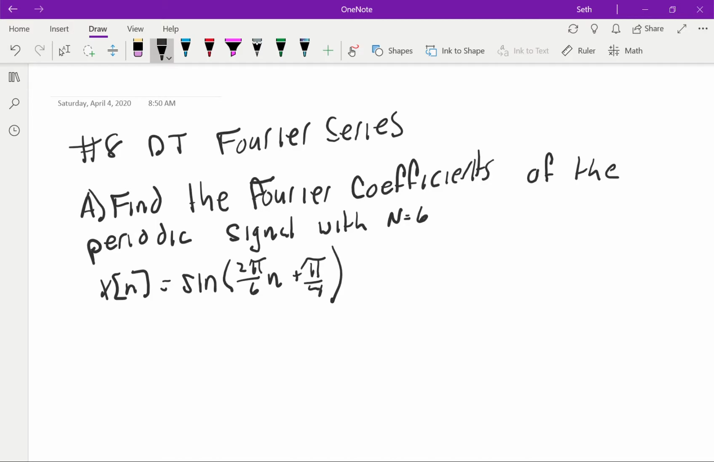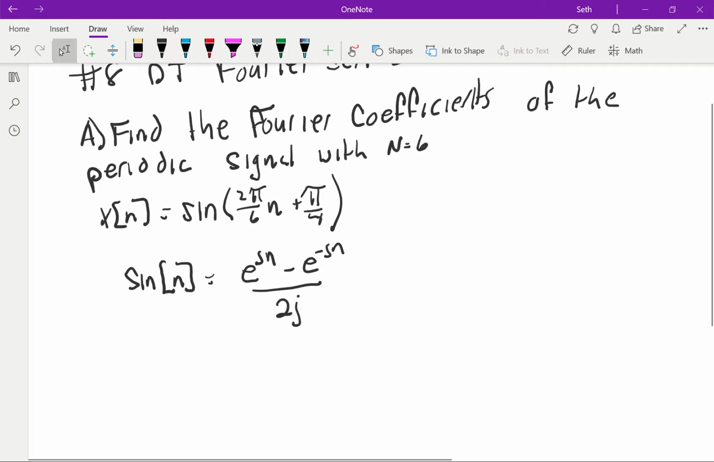Okay, so we know that sine theta equals e to the j theta minus e to the minus j theta, divided by 2j. That's the same identity we used for the number 7 continuous time example, adjusting for the discrete time variable, of course. Okay, so let's jump in.